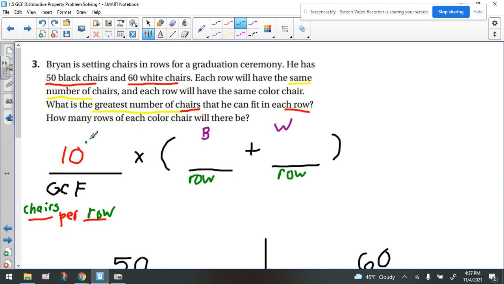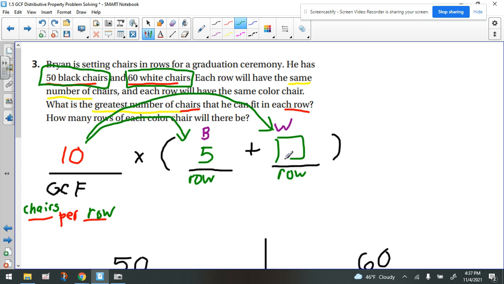So we have to say to ourselves, 10 times what is going to give us this 50? 10 times what would give us 50? And that, of course, would be 5. And then you're going to say to yourself, 10 times what would give you 60? So I'll let you go ahead and figure that out. You're going to put some number here, but it's going to be 10 times some number that's going to equal 60.